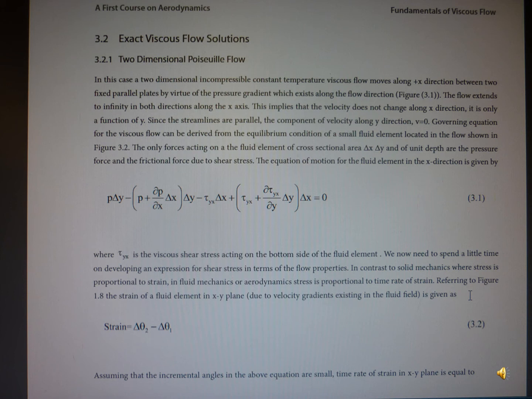So strain is equal to ∂θ2 minus ∂θ1. And now that's the viscous flow equation, the two-dimensional possibilities of flows. Imagine as we have ρ ∂p ∂y minus ∂p plus ∂τ/∂x ∂x multiplied ∂y minus ∂τ_y ∂x plus τ_y plus ∂τ_y/∂y multiplied ∂x equal to 0. So imagine ∂θ2 minus ∂θ1.